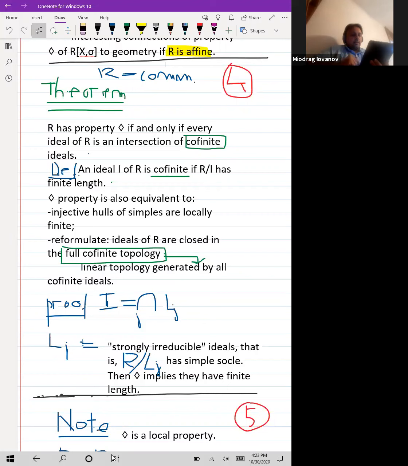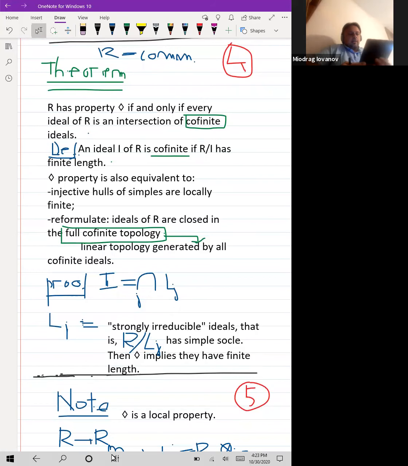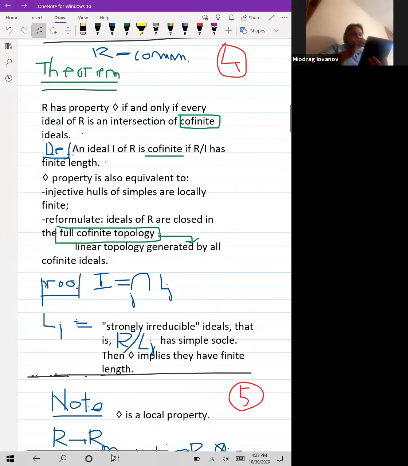So here's a first result that's not very difficult to see, but I think it's a bit illuminating in a sense. Take a commutative ring. Then the ring has property diamond if and only if every ideal of R is an intersection of cofinite ideals. So what is a cofinite ideal? I'm writing this definition here.